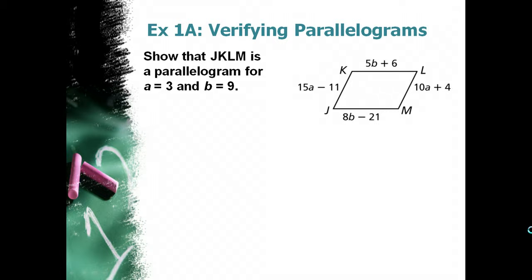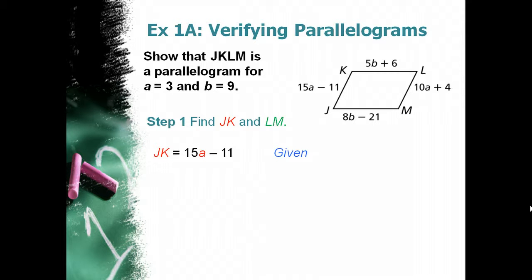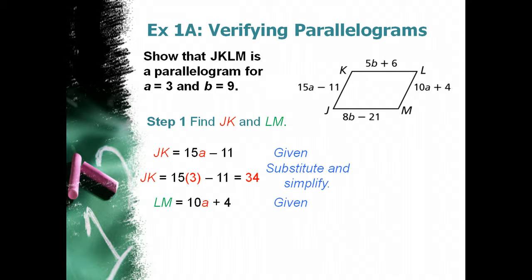So example 1a, we want to show that JKLM is a parallelogram for the values A equals 3 and B equals 9. Step 1, we'll find JK and LM, the two side measures, and make sure they're the same. Given JK is 15A minus 11, we substitute and simplify and we get 34. LM is 10A plus 4, that's given. We substitute and simplify and we get 34 also.